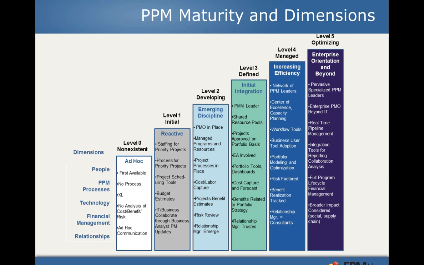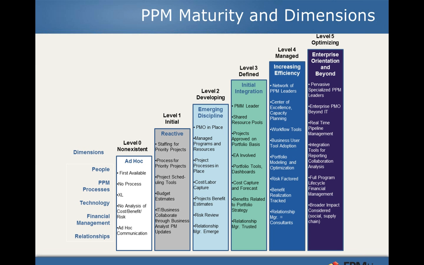So if we start looking at this from a diagram perspective, and we start looking at different levels, this one depicts level 0 on up to level 5, with the different dimensions down the left: people, PPM process, technology, financial management, relationships. We can start defining some characteristics for each of these levels. Now, these are guideposts. These are good measuring sticks and barometers for us. The key is that we need to adopt the ones that make the most sense for us and that we feel are achievable, especially early on.